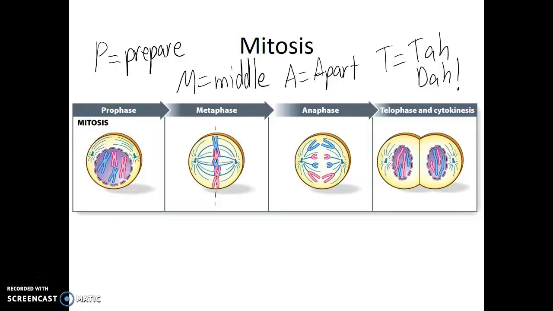In the next video, we're going to talk about what happens when cell division is not controlled, and this is a specific disease known as cancer.